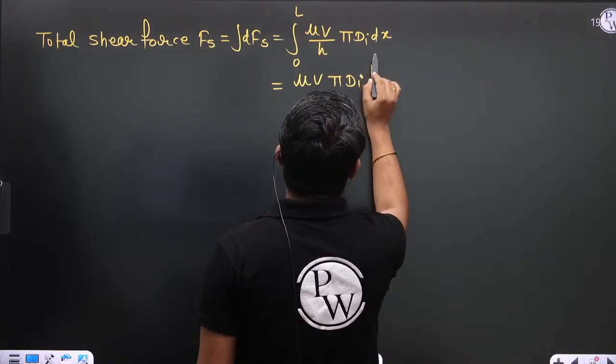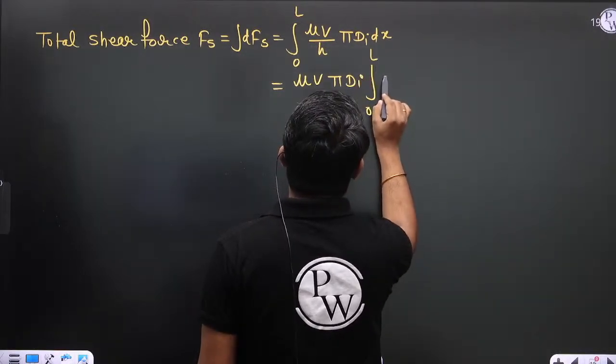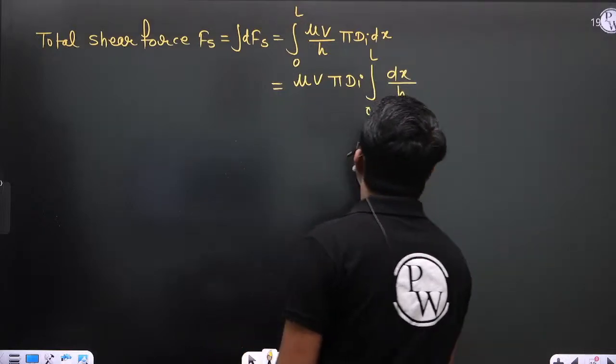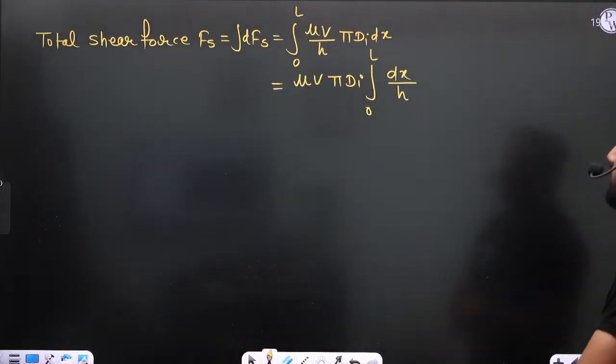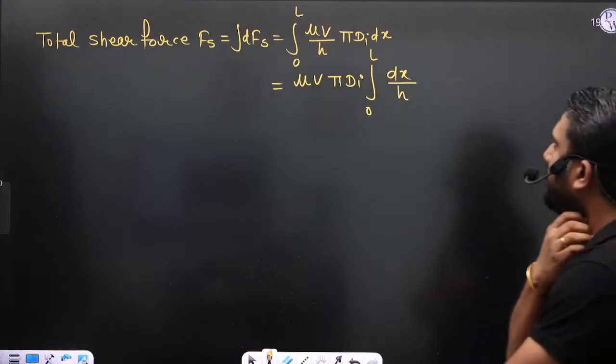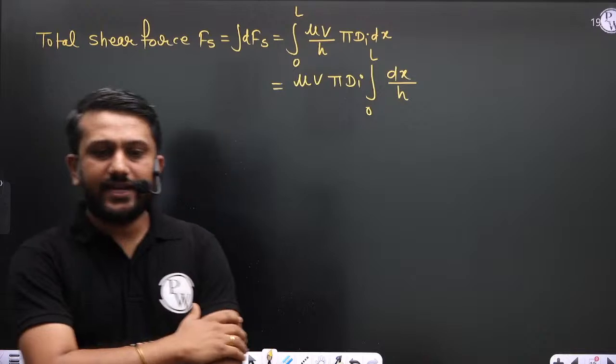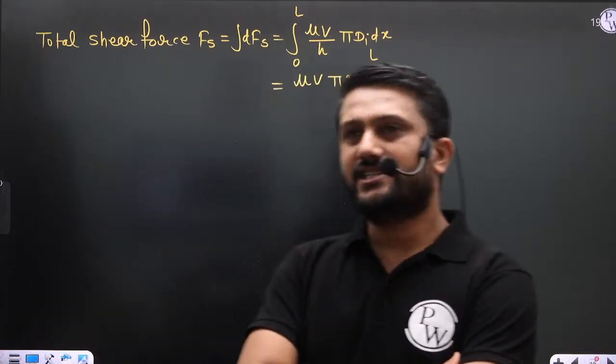So the integral from 0 to L of dx by h, where h is a function of x. Mu is not a function of x, V is not a function of x, pi is constant, and d_i is not a function of x. Right, fine. Now, can anyone tell me how h changes with respect to x?